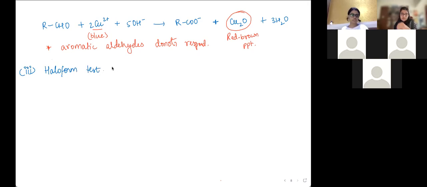Okay. So the most commonly used reagent for this test is sodium hypohalite, NaOX. Yeah. So this is hypohalite.